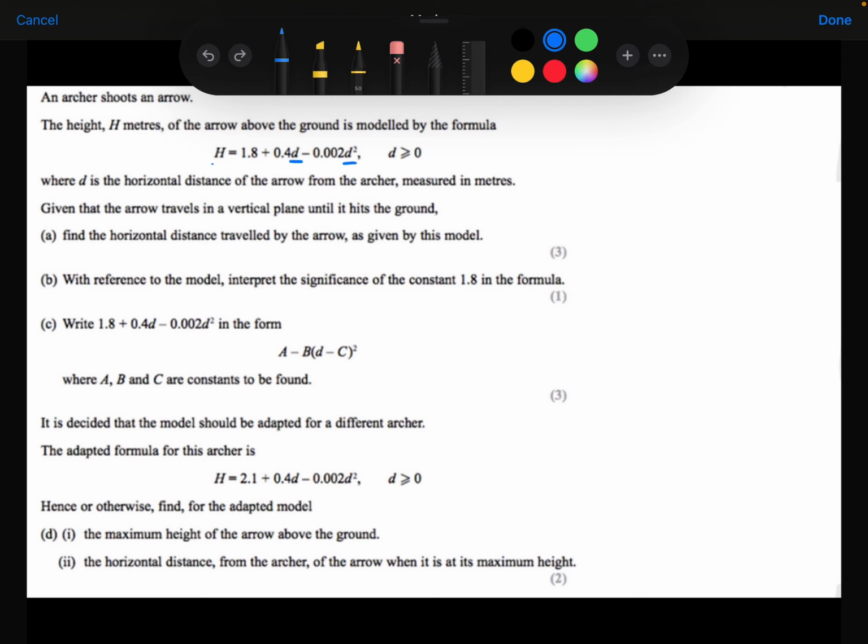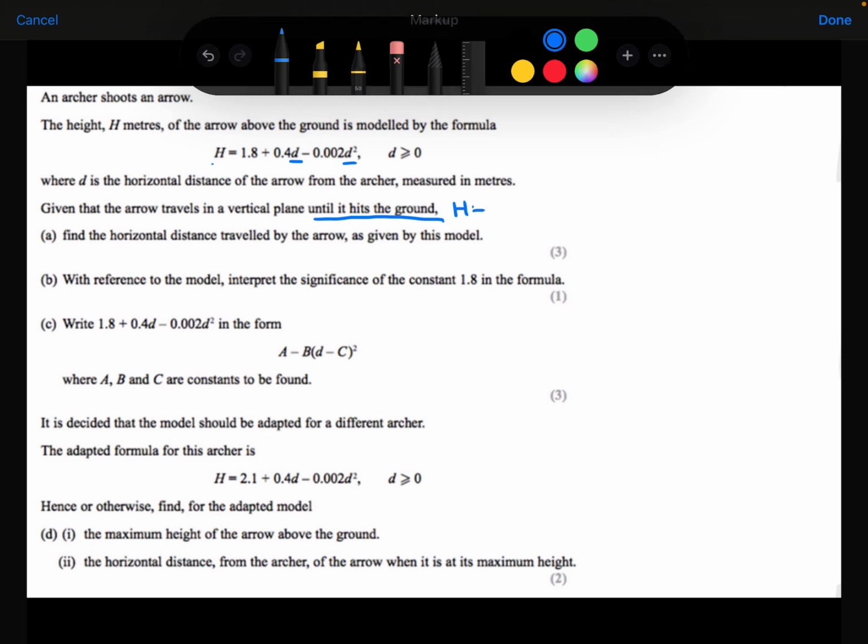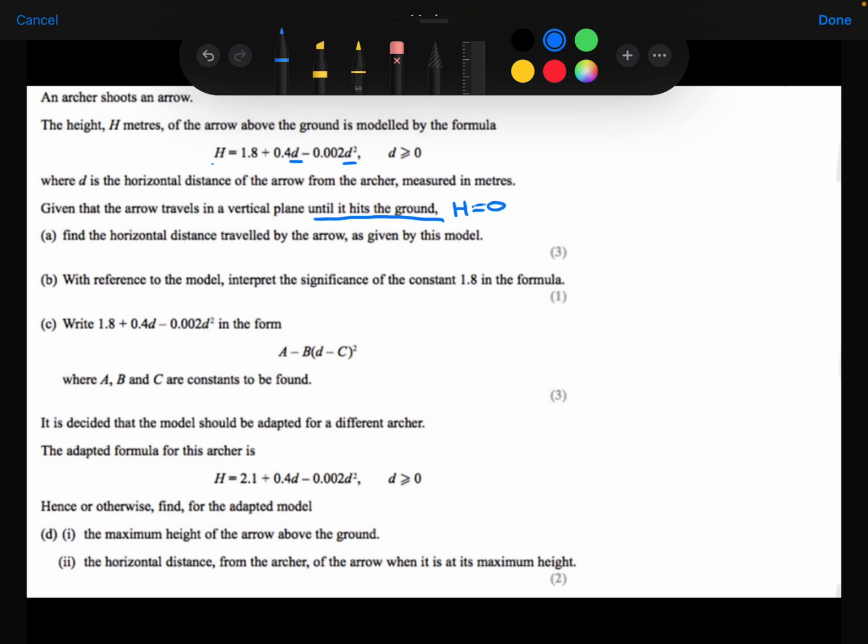Right, so the question says, find the horizontal distance travelled by the arrow as given by this model. Well, it's going to keep travelling until it hits the ground, so until h is equal to 0. So if I make my equation equal to 0, this is going to tell me the value of d when the height above the ground is 0.